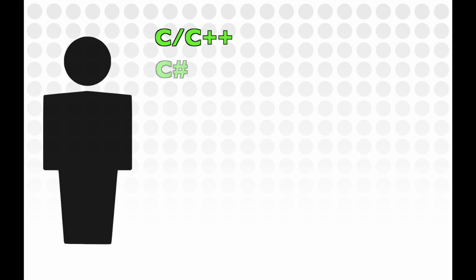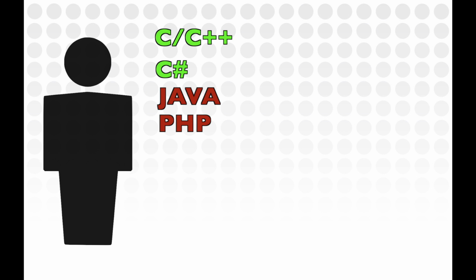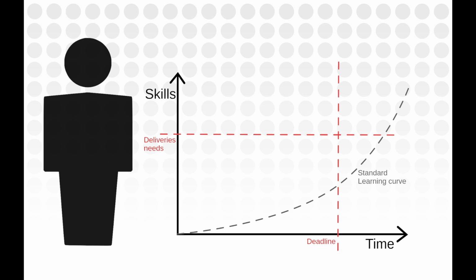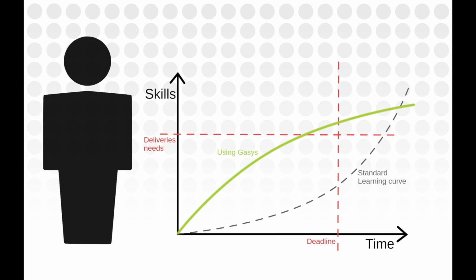Jack is a very good programmer. He knows some programming languages, but not all of them. Today Jack has to switch from programming in C to programming in Java. Unfortunately, he's not very skilled with the latter. The software must be delivered quickly and Jack is under pressure. It would take too long for him to find out all the functions he needs. Well, he could use Gasys.